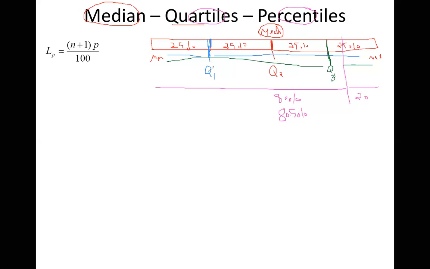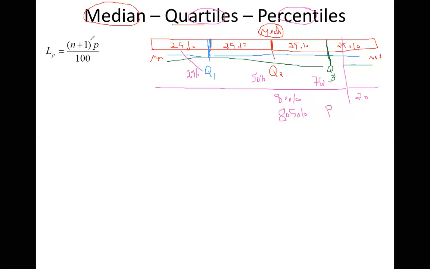For Q1, we need to find the value, after sorting the data, that has 25% less than it. That means we can relate Q1 with the value 25%. For Q2, we have 50% less than. For Q3, we have 75% less than. For the percentile, any percent P less than.